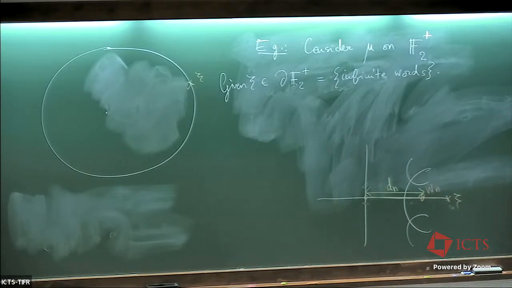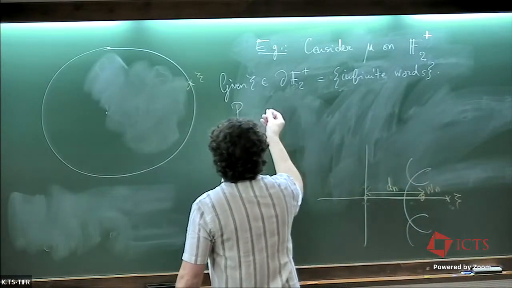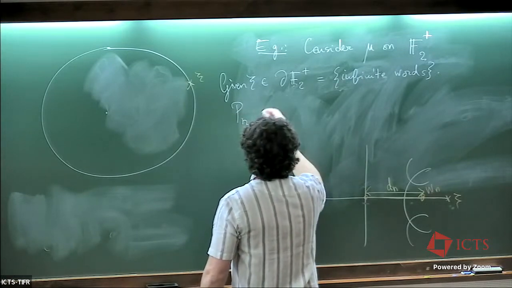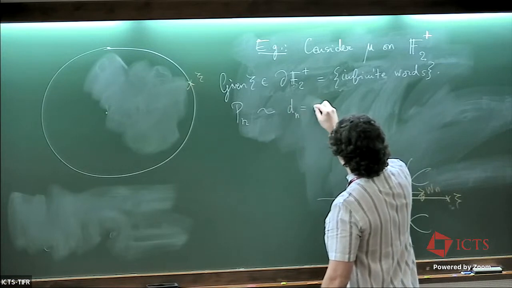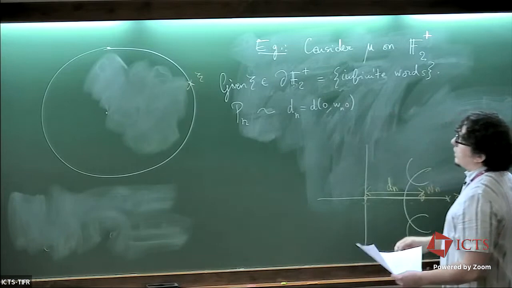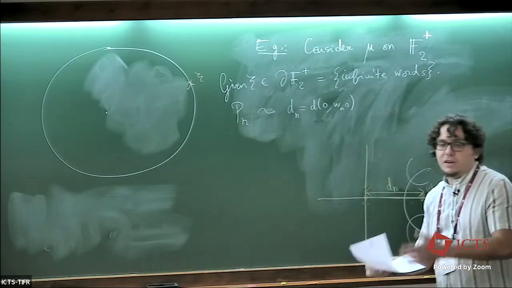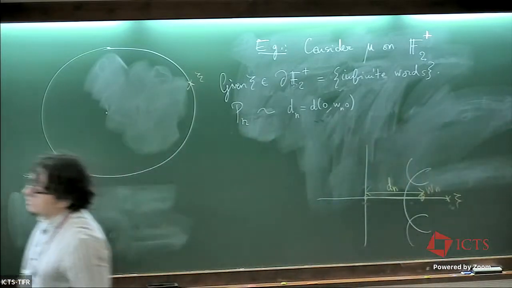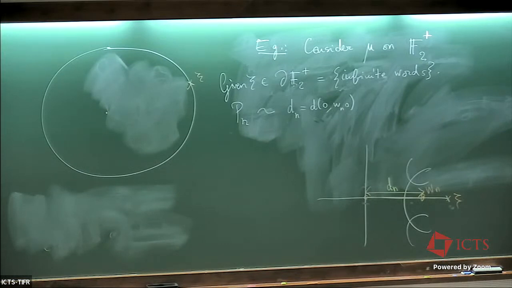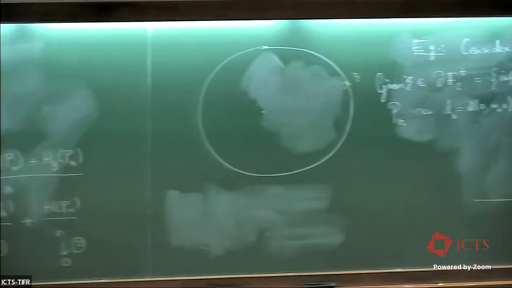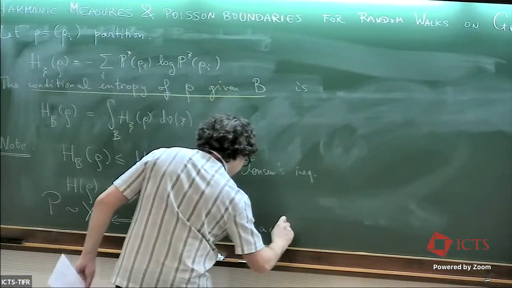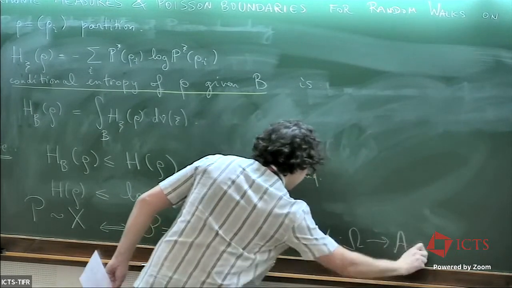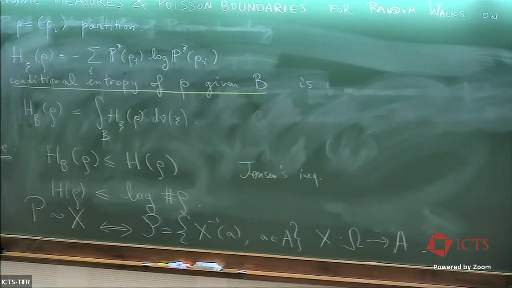So this is the easiest case. In this case, we define Pn. Pn is given by this random variable Dn, which is the distance between O and Wn. Whenever I have a random variable, I can think about the partition, which is just given by the preimages. This is pretty standard. So we can write that P is given by a random variable X. This means that P is given by the preimages X inverse of A, where X is a random variable from omega to something. So I can obtain information by testing the value of X.